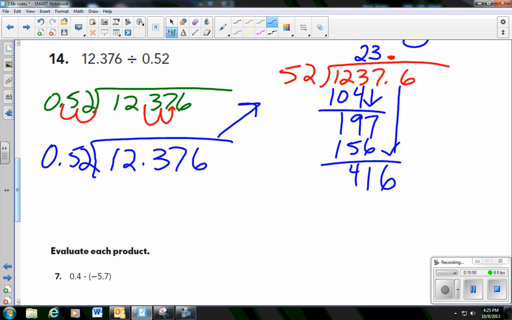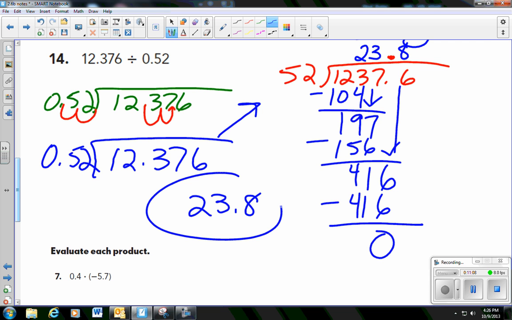416 divided by 52, and we get 8, and with no decimals. So 8 times 52 is 416. And again, I've been subtracting all of those along the way, and we finally get a remainder of 0. So the answer we get is 23.8. Now we gotta look, is it positive or negative? Well, we have no negative signs. It's a positive divided by a positive, so our answer is definitely positive, 23.8.